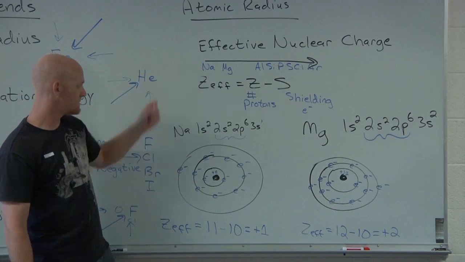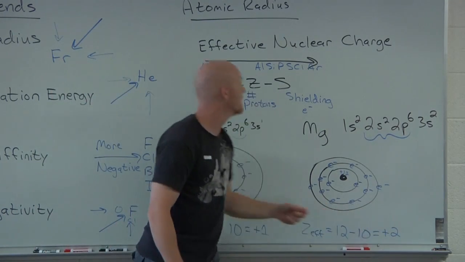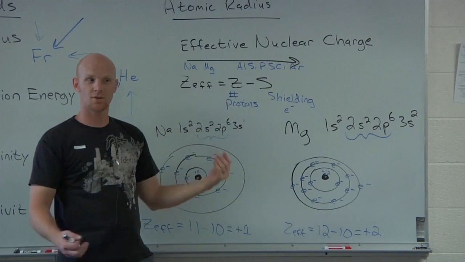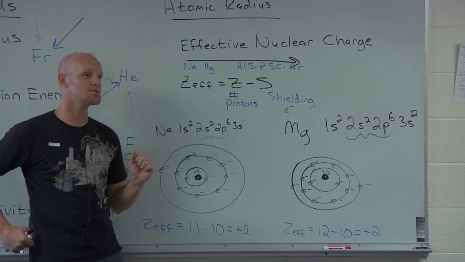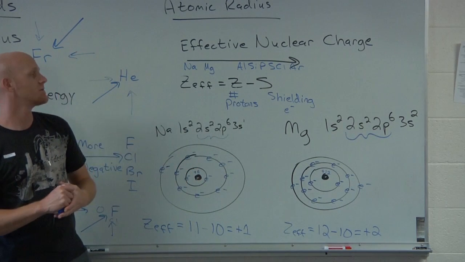We said sodium's effective nuclear charge is +1, and he has 1 valence electron. Magnesium +2, and he has 2 valence electrons. Aluminum +3, he has 3 valence electrons. And so it's a quick way to remember that, oh yeah, the effective nuclear charge felt by the outermost electrons, the valence electrons, is the same as the number of valence electrons for your main group elements.